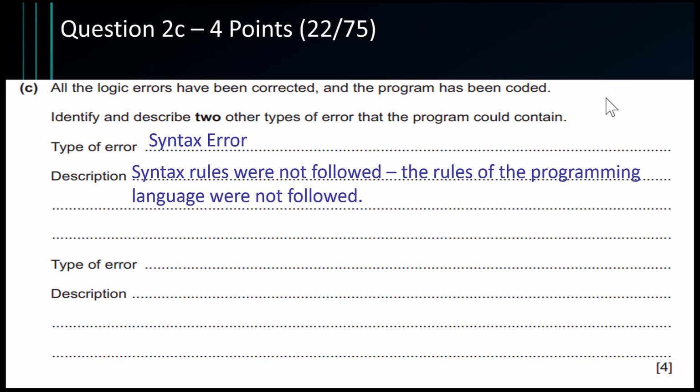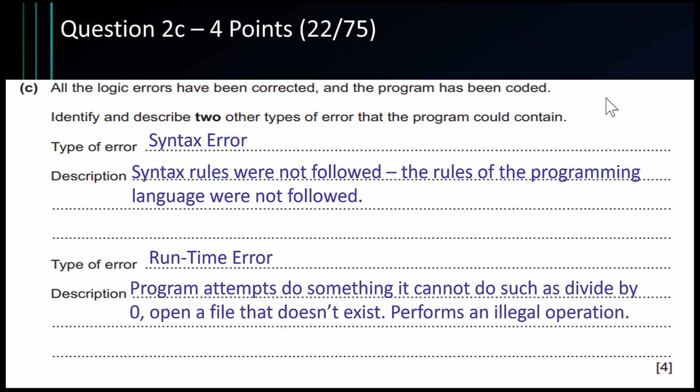The last type of error you can get is when your program crashes, and this is a runtime error. Your code does compile, it does run, but at some point it's going to crash. The program attempts to do something it can't do, such as divide by 0, or open a file that doesn't exist. Maybe it's going beyond the bounds of an array. We're trying to access an index that's outside the bounds of the array. In short, we say it performs an illegal operation. Those are the three types of errors.